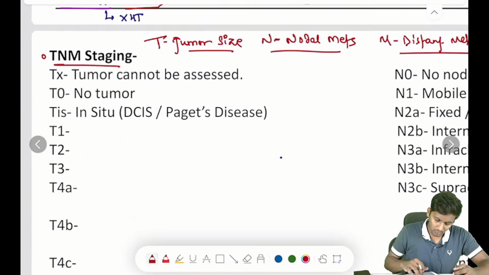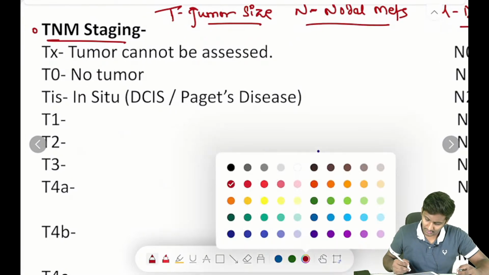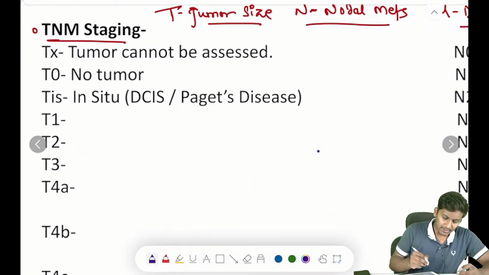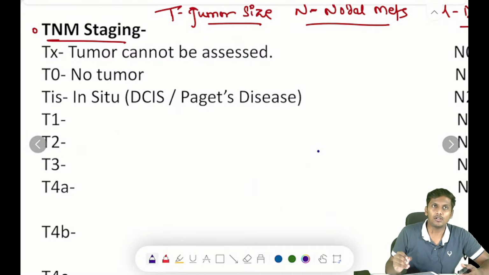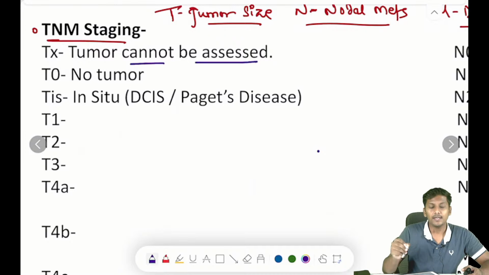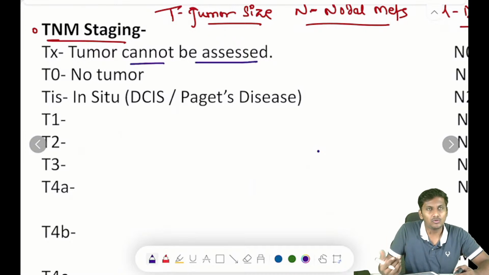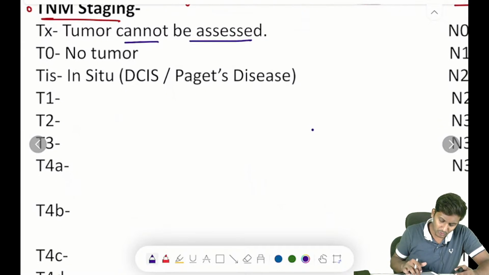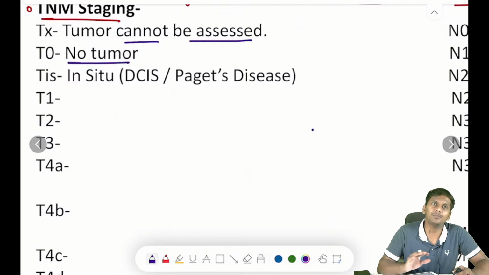That's important. Now if I talk about the TNM staging, let's start with the T staging first. TX अगर लिख के आता है, if the pathologist writes TX, TX का मतलब the tumor cannot be assessed. Maybe the sample was not sufficient enough to assess the tumor. T0 मतलब there is no tumor. It is just a collection. It is not a tumor actually.